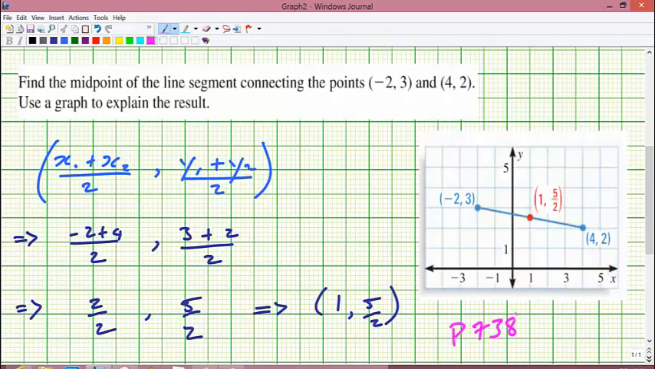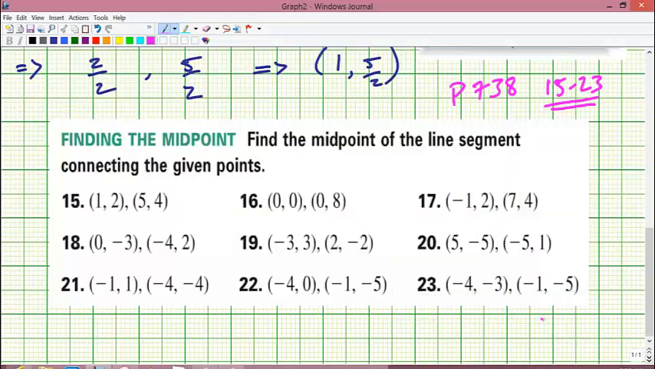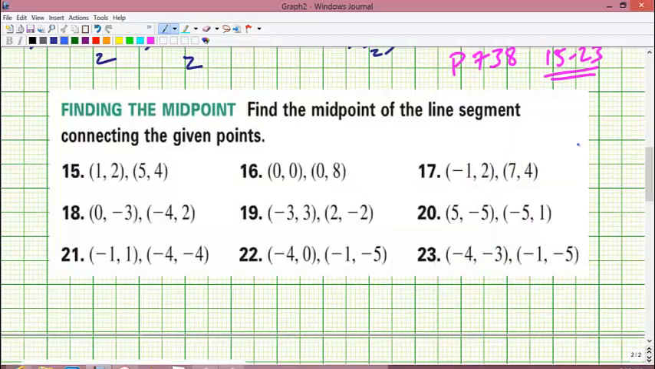And there's a section there, 15 through 23. Now the questions are not asking you to show the graph of anything. This is just find the midpoint of the line segment connecting the given points. So that's what you do. I'm going to include them below now. And there they are. Okay.